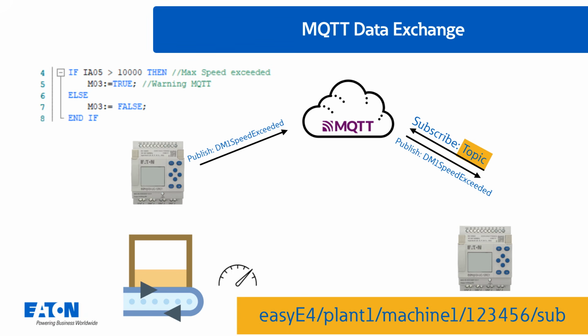This would, for example, be useful from a maintenance dashboard to receive a message about the conveyor belt running too fast.